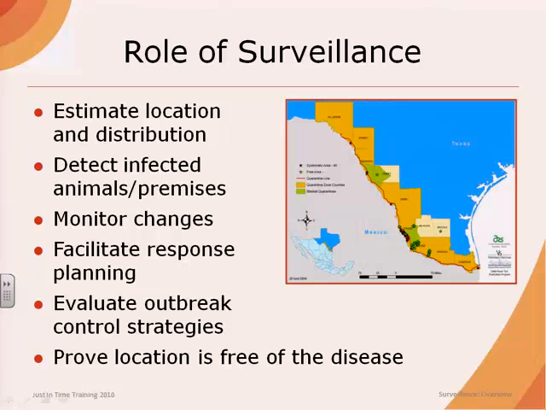This map shows the reported cases, indicated by stars, of cattle tick fever and quarantine zones, shown in yellow, established in Texas in 2009 to prevent the further spread of the disease and its vector.